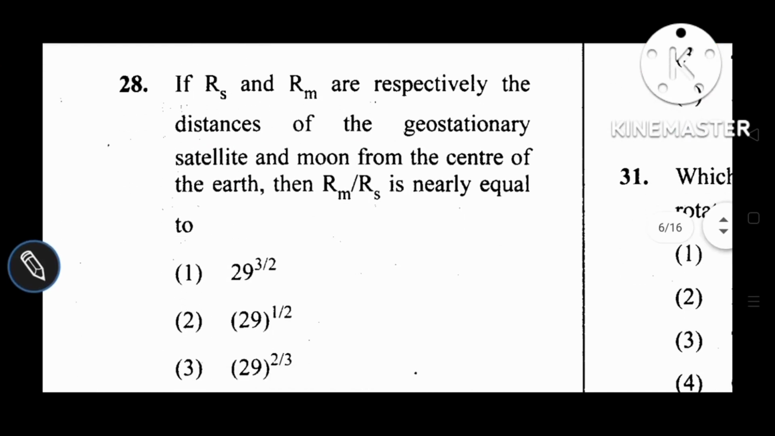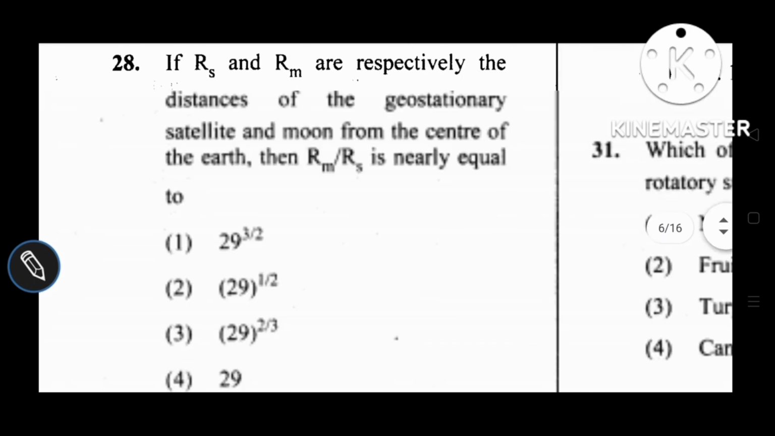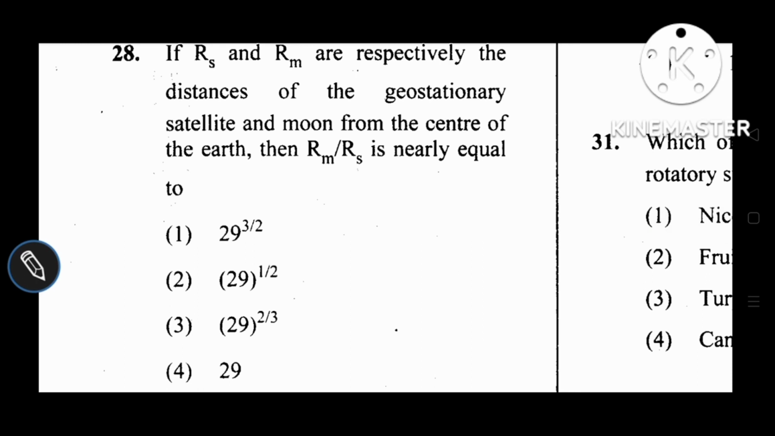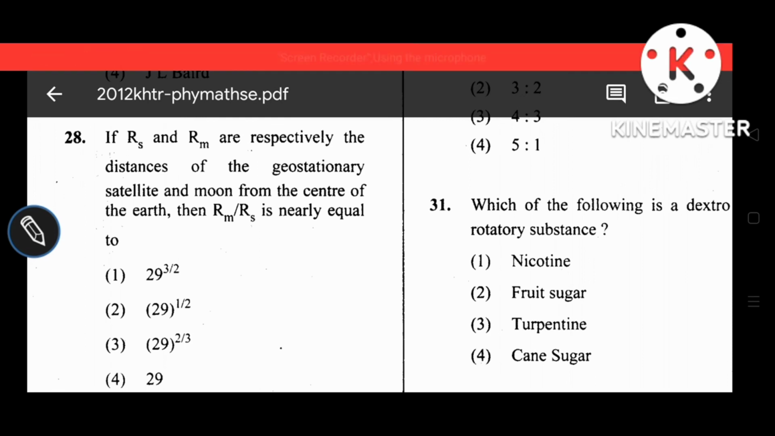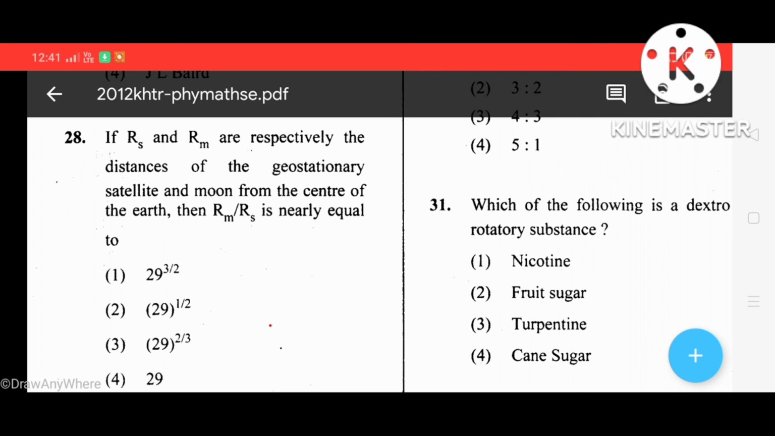Next, question number 28. If RS and RM are respectively the distances of a geostationary satellite and the moon from the center of the earth, then RM divided by RS is nearly equal to. You have to calculate the ratio of the radius of the moon's orbit to the radius of the geostationary satellite's orbit. This is a bit theoretical problem. We have to take the ratio of RM by RS. Just take a screenshot of this one, and later you can write it down. We are going to get the answer as 29 divided by 1 whole raised to 2 divided by 3. That is option number 3 will be the correct answer for this question.